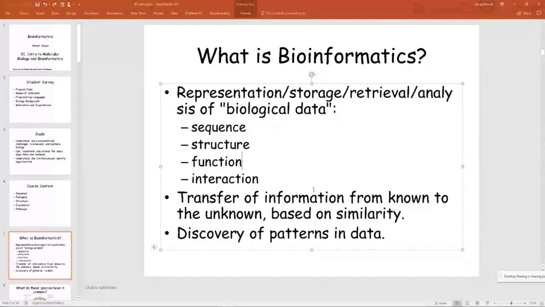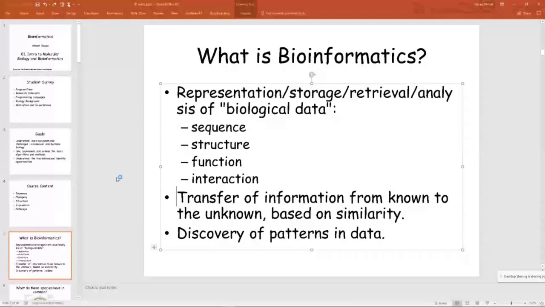Okay. I had a really nice definition from one of my mentors. He defined bioinformatics as transfer of information from known to the unknown based on similarity. Okay, so we have a gene that we've studied for many years. We know a lot about it. We have other genes that we don't know much about. To identify the function, the biological role of these unknown genes, we see how similar they are to genes that we've studied and try to get some deductions based on that similarity. We transfer the information from the known genes to the unknown genes that we have not characterized yet.